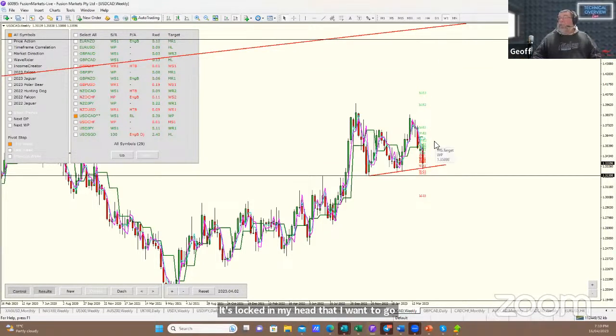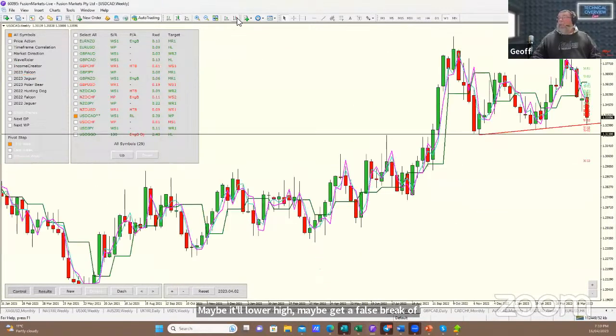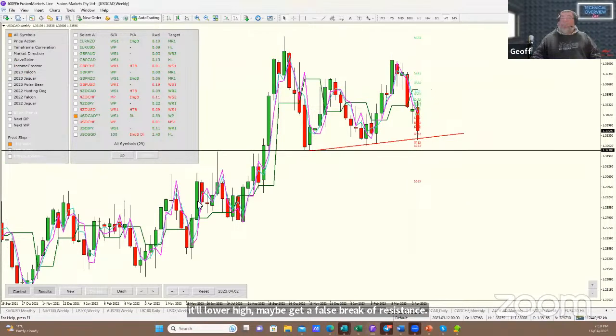Well, I wait for the retracement. And of course, we're at the wrong part of the cycle to go short anyway. I'd wait for a retracement, maybe get a lower high, maybe get a false break of resistance, maybe get a bounce off that monthly pivot. Then that's locked into my head as well. It's also written down in front of me on a piece of paper. So I'm looking for a pullback on dollar versus the CAD. Then I'll be looking to trade it short. Simple as that. And that's where I am at with my game changer bars for the week.